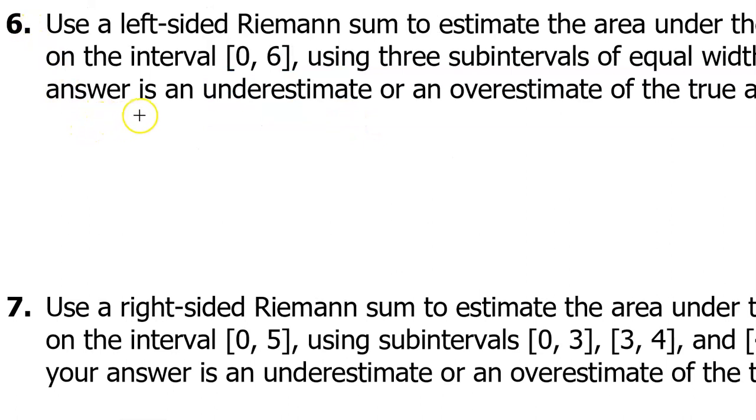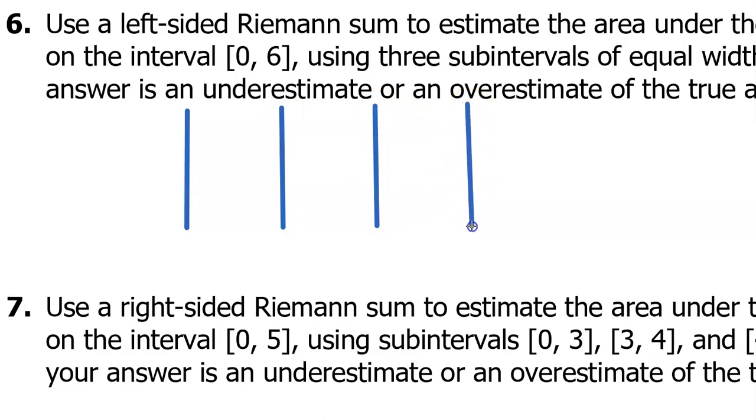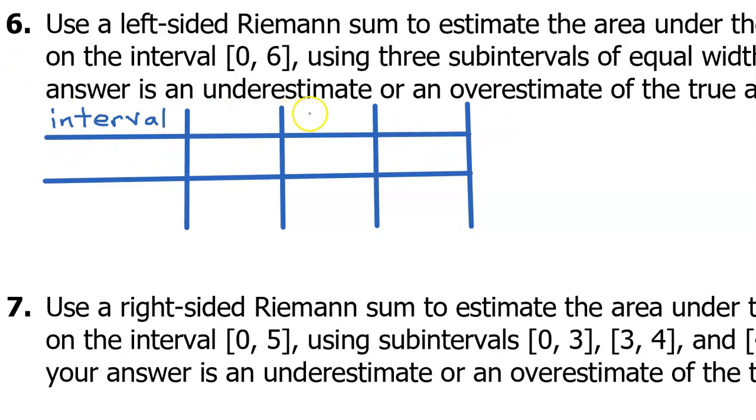I think the key is to organize your information very carefully. Since we have 3 subintervals, I am going to create 3 columns. So here is a column for my first interval, and here's a column for my second interval, and here is a column for my third interval. For my method, I'm also going to need 3 rows. The first row is for the intervals. So as I mentioned a moment ago, the first interval will be from 0 to 2, the second interval will be from 2 to 4, and the third interval will go from 4 to 6.